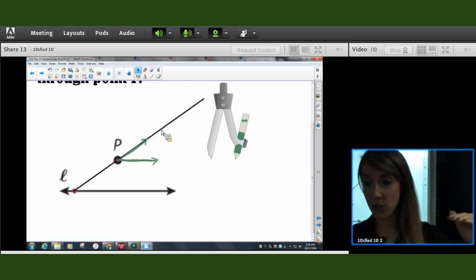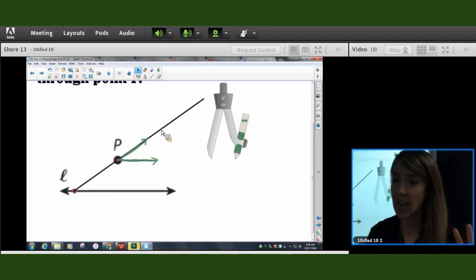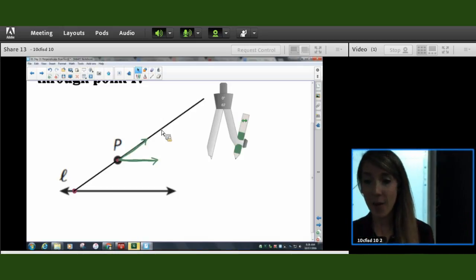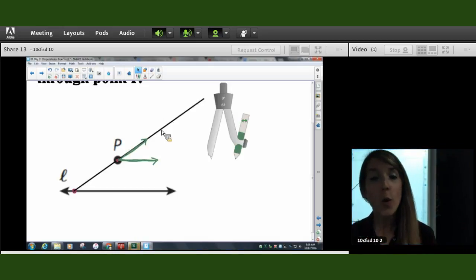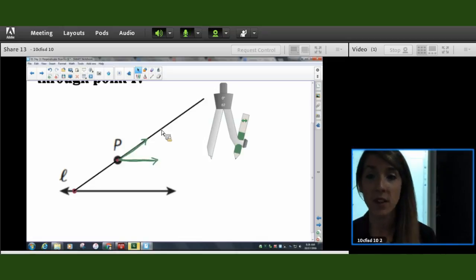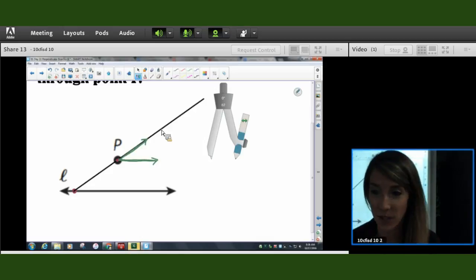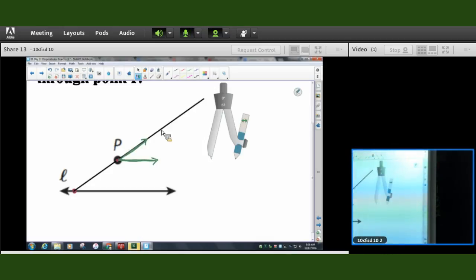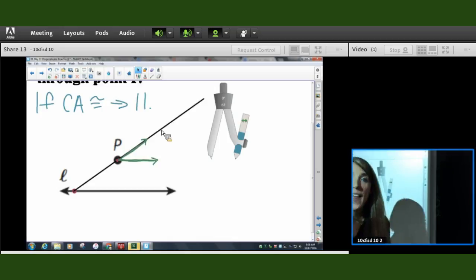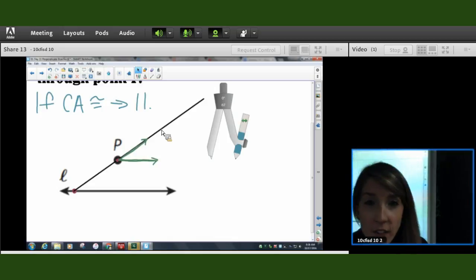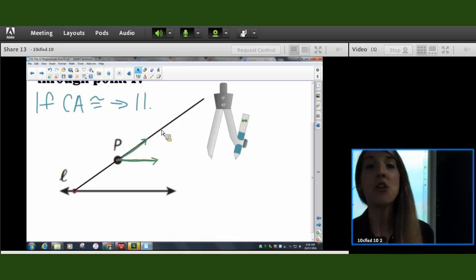And if I were to draw that line, which I'm not going to yet because I haven't used a compass yet, those would be corresponding angles. We learned the converse of the corresponding angle theorem. We learned if corresponding angles are congruent, then our lines are parallel. So we're using the converse of the corresponding angles theorem to force parallel lines.